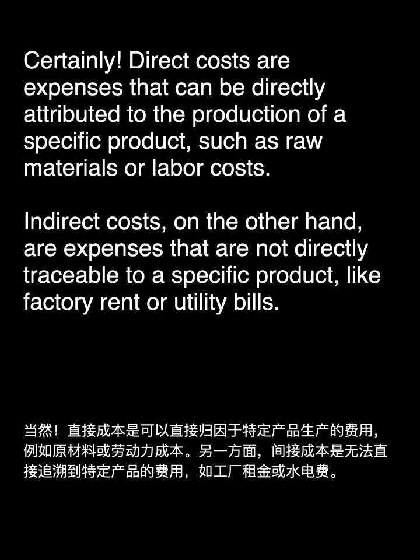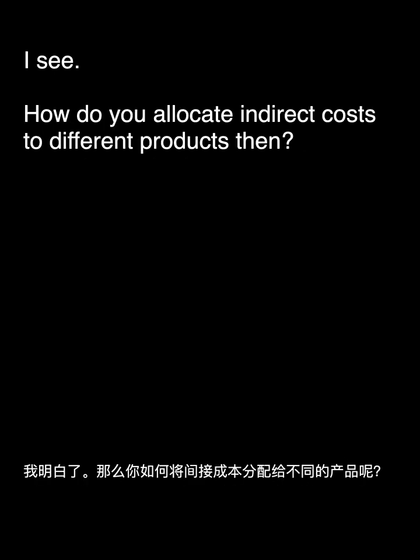Certainly. Direct costs are expenses that can be directly attributed to the production of a specific product, such as raw materials or labor costs. Indirect costs, on the other hand, are expenses that are not directly traceable to a specific product, like factory rent or utility bills. I see. How do you allocate indirect costs to different products then?